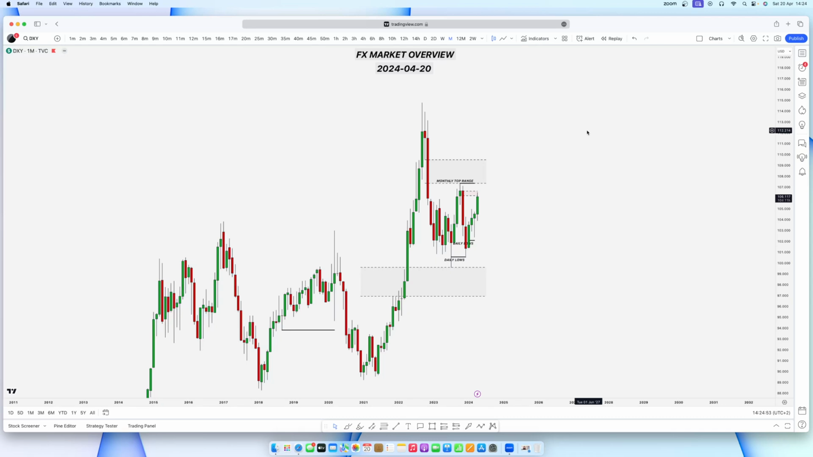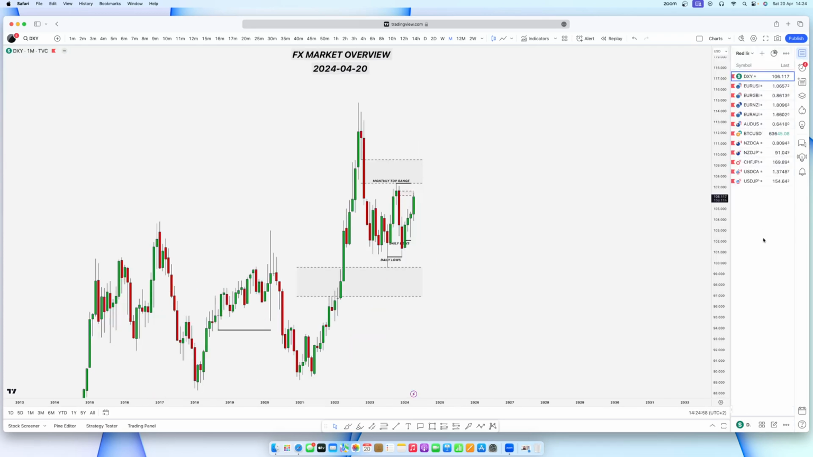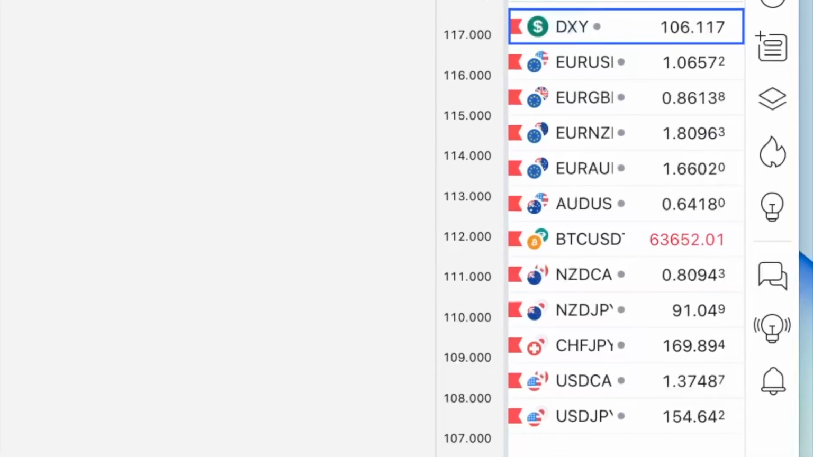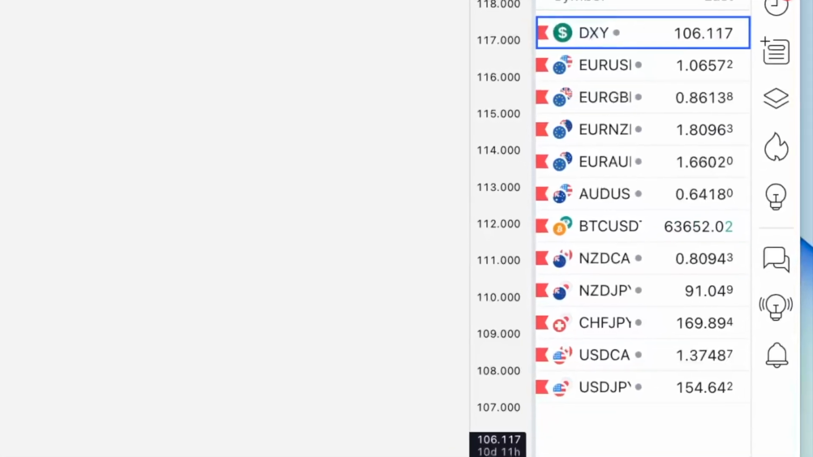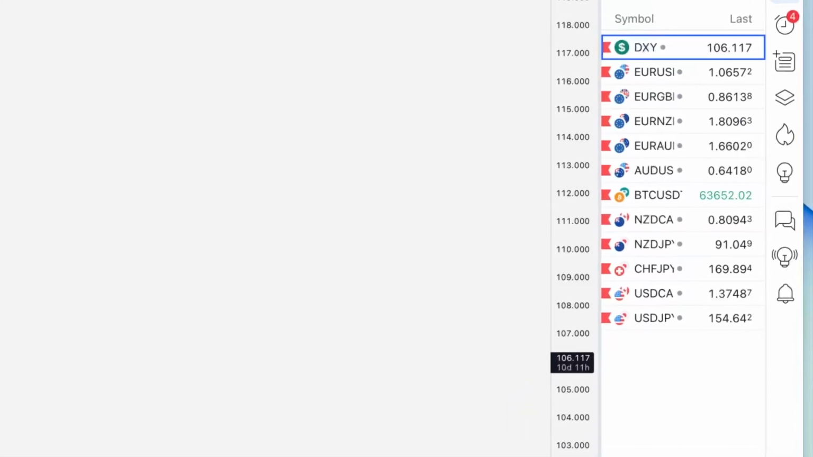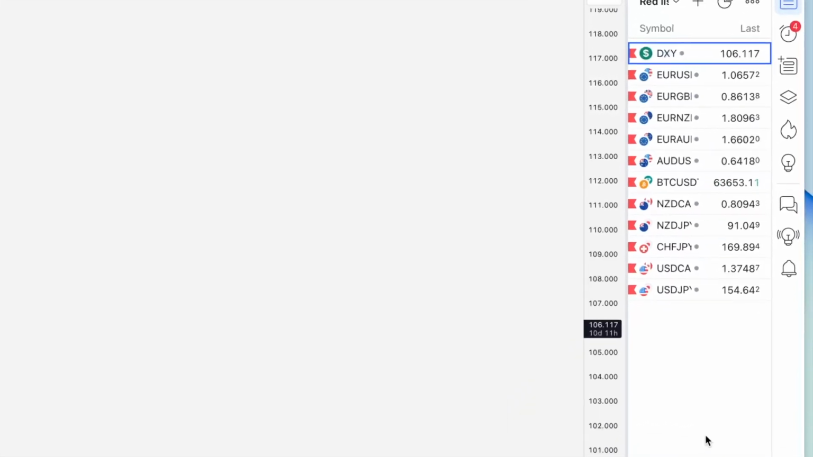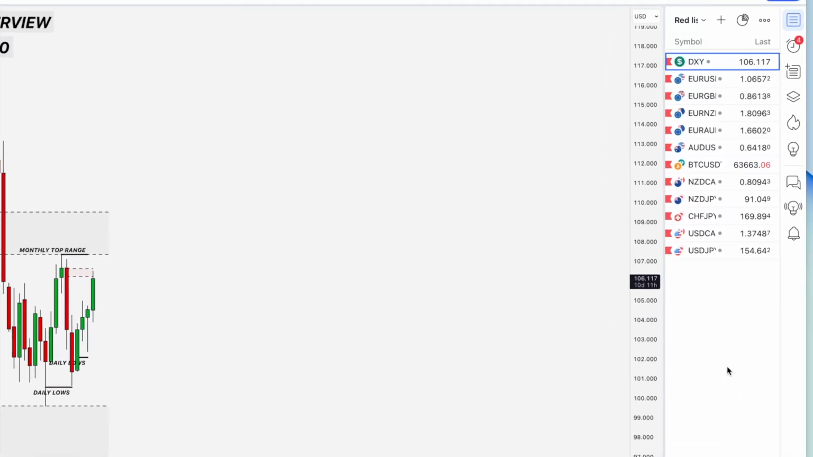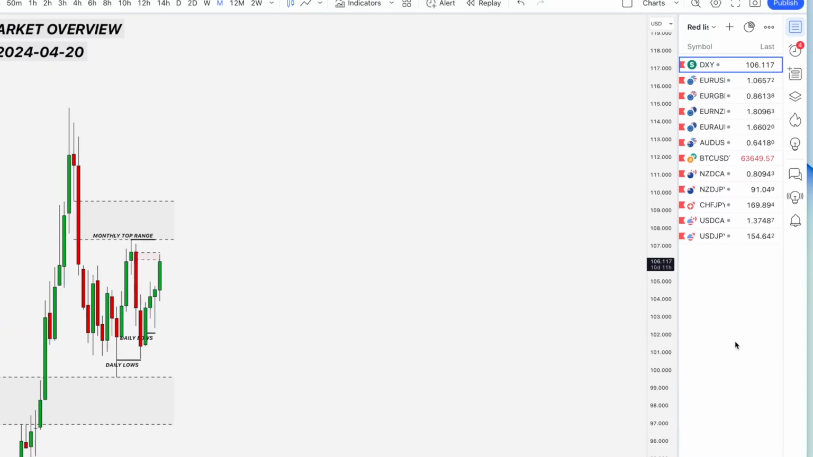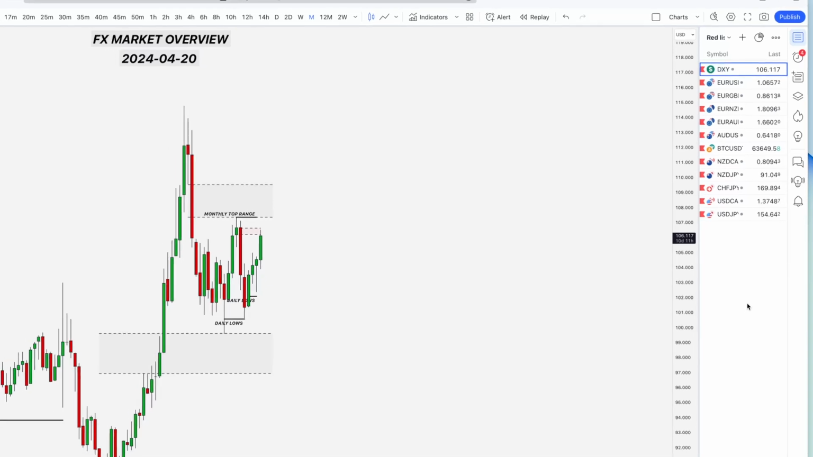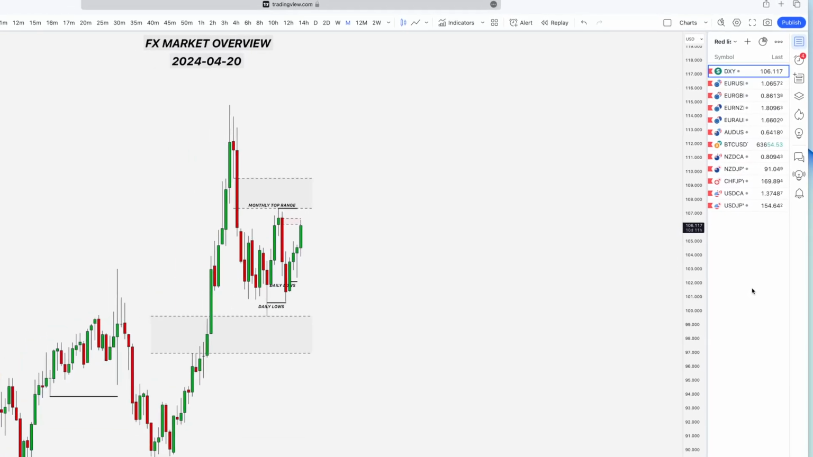So today, to the upper right of my screen, we are going to be discussing this asset. I've added a few more assets to the list, so we have more than 10 assets we're going to be discussing. We're going to start with the dollar index, then we move to Euro USD, then Euro GBP, Euro NZD, Euro AUD, AUD USD. We're also going to be talking about Bitcoin, NZD CAD, NZD JPY, CHF JPY, USD CAD, and USD JPY.